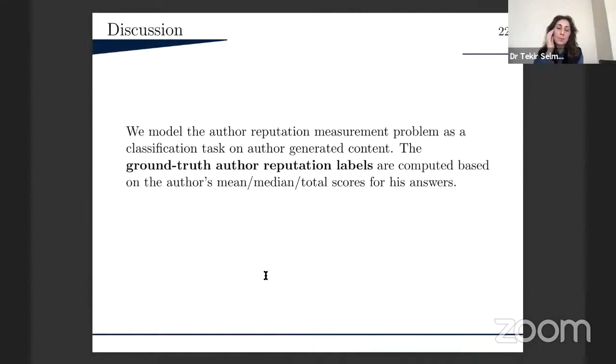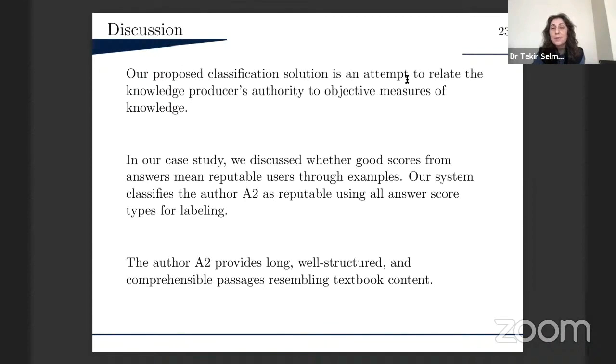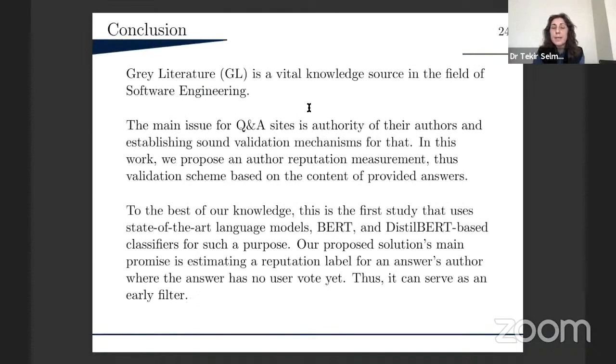We provided an author reputation measurement solution. Because we provided ground truth author reputation labels, this work is an attempt to relate the knowledge producer's authority to objective measures of knowledge. Some incremental work is required to make a whole evaluation. Finally, gray literature is a vital knowledge source in the field of software engineering. Quality assessment schemes are required in this domain, and to the best of our knowledge, BERT and DistilBERT-based classifiers are used for the first time in this problem.